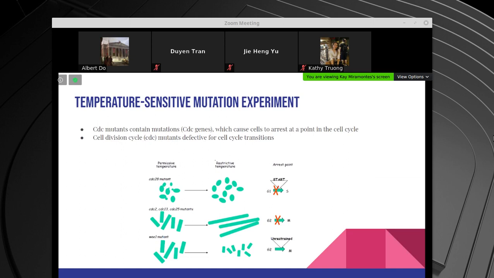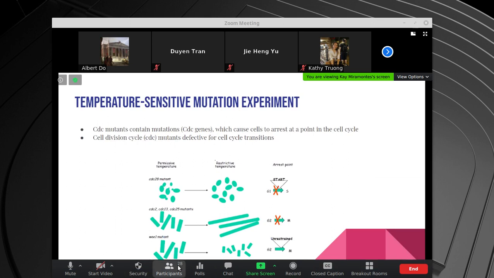As you can see in the following diagram, it shows various CDC mutants defective for cell cycle transitions. In the first example, CDC28 mutants undergo proper cell division at permissive temperatures, and at restrictive temperatures, they fail to make a bud, which means that the arrest point was between the start point, or between G1 and S, for this particular mutation. In fission yeasts, such as CDC2, CDC13 and CDC25 mutants, they fail to divide after reaching a particular size, so that means that the arrest point is between G2 and M and indicates that these cells have a problem in making a G2 to M transition.